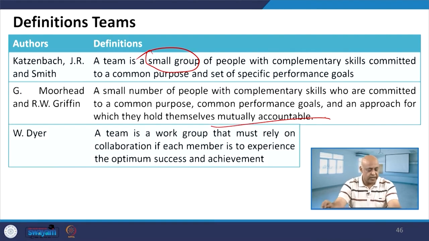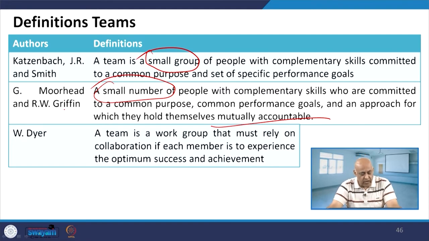Dyer has given another definition: it is a work group that must rely on collaboration. Here he is not talking about the size, he is talking about a small number. It must rely on collaboration with each other to experience optimum success and achievement. Dear friend, this is the real crux of working together. Why are we working together, why are we interdependent on each other? Our personal goal and the organizational goal, both goals are to be achieved, and that is the optimum success. I alone cannot do anything.